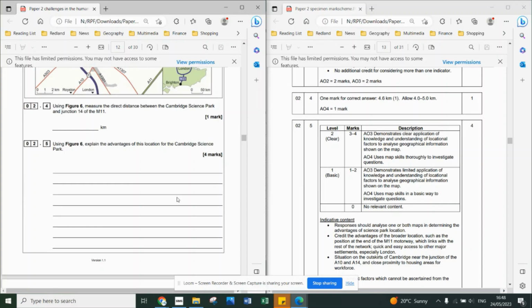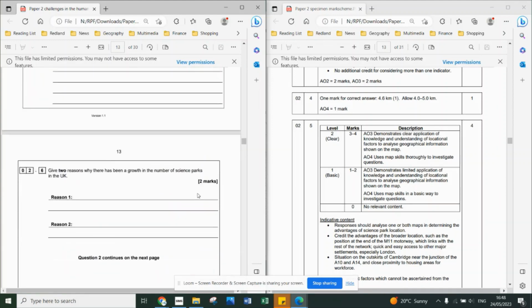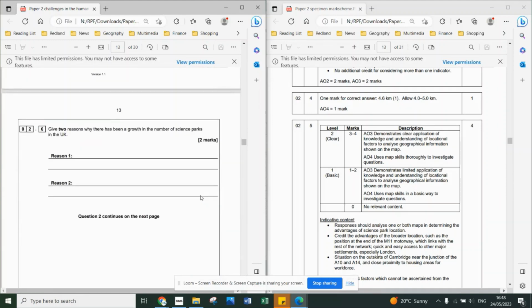Okay, again, in this case here, explain the advantages. I'd pick 2 advantages, and I'd explain them both. You get 4 marks. Okay, then give 2 reasons why there's been a growth in the number of science parks in the UK.